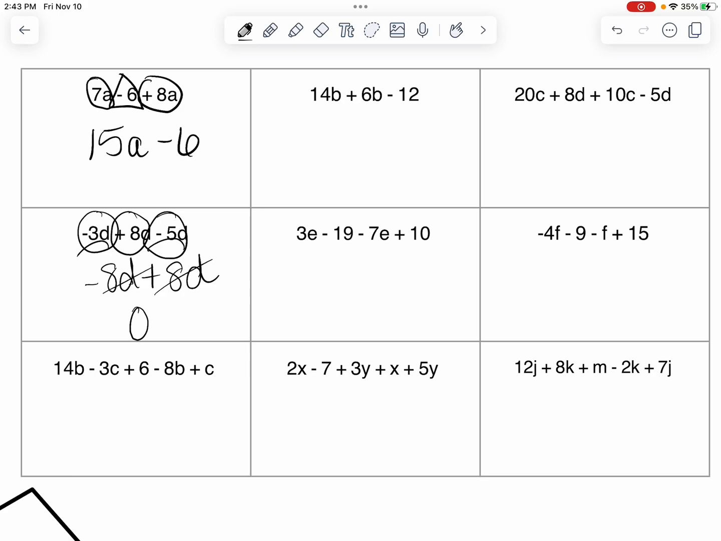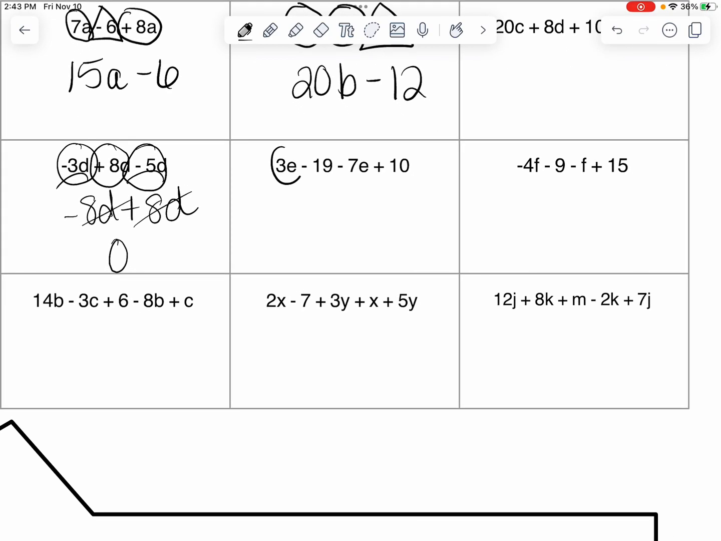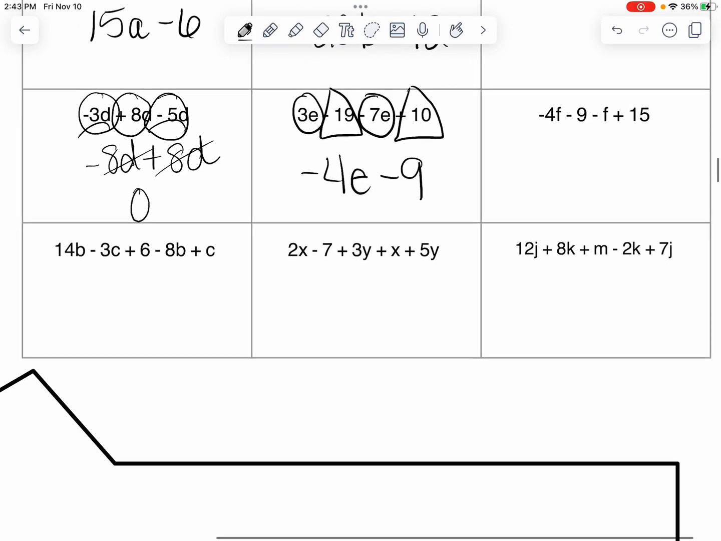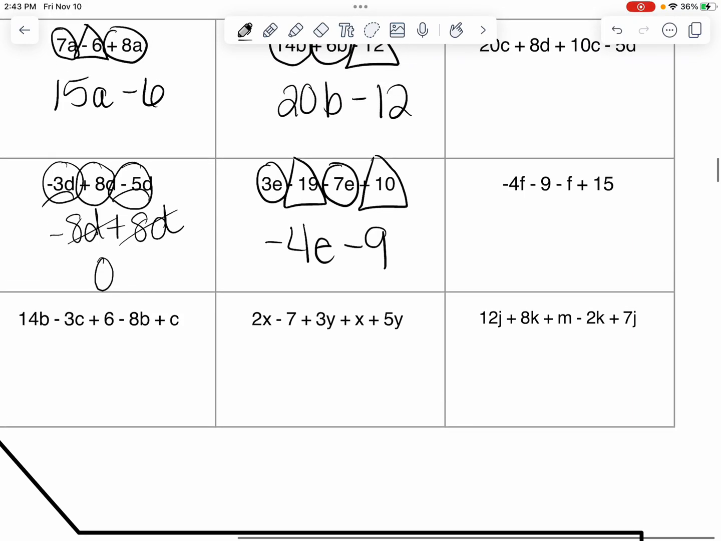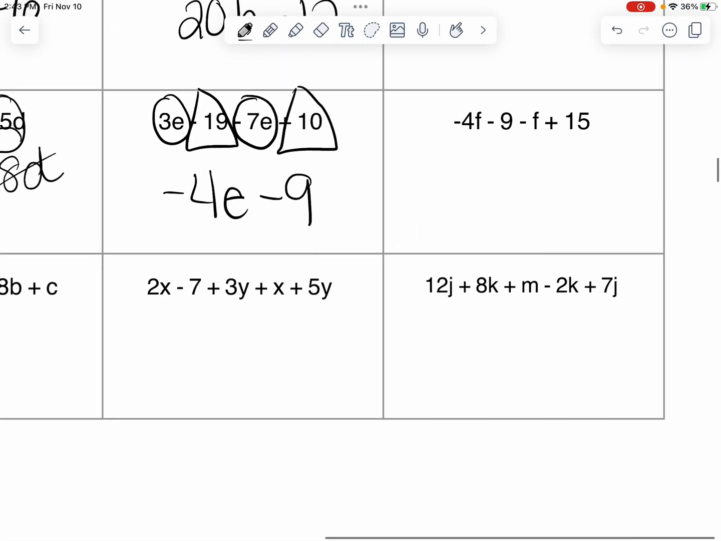All right, here we go. So I'm going to circle 14B plus 6B, triangle, so I get 20B minus 12. All right, it's 3E minus 7E. There we go. This turns into negative 4E minus 9. Okay. Now we're going to do this last one. You can do the rest on your own.